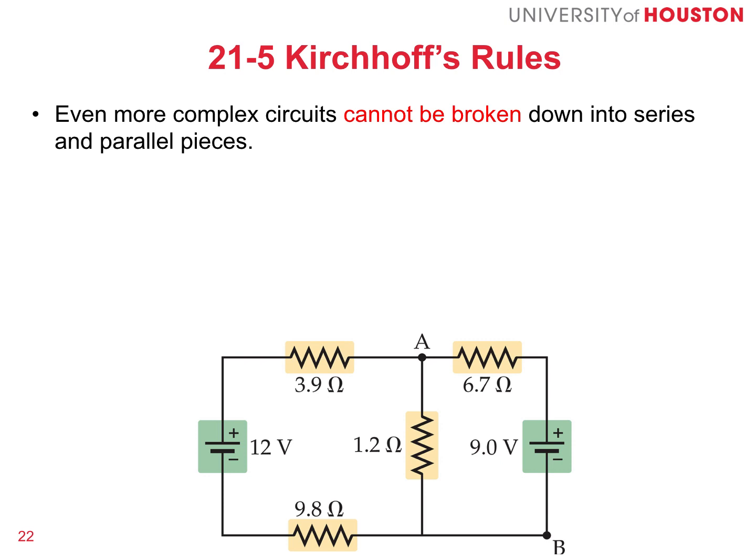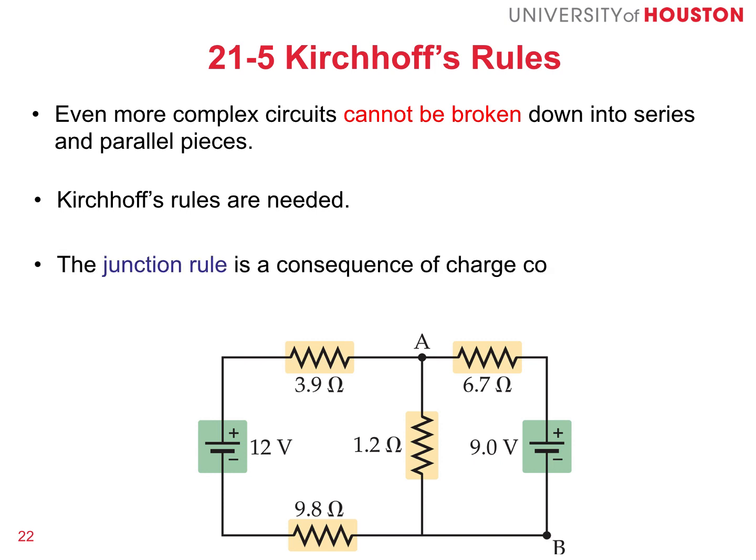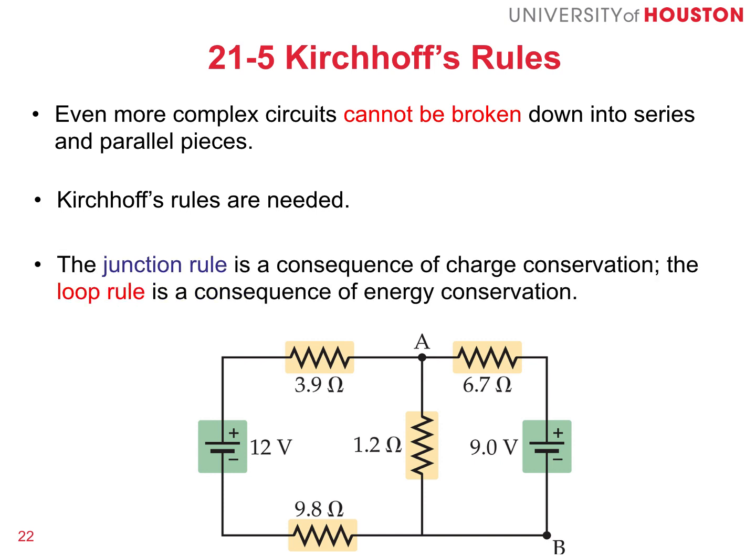Moving on to Kirchhoff's rules. There are even more complex circuits that can't simply be broken down into series and parallel pieces. For these circuits, where we see an example at the bottom of the slide, we need Kirchhoff's rules. There are two rules, the junction rule, which is a consequence of charge conservation, and the loop rule, which is a consequence of energy conservation. As we'll see, Kirchhoff's rules are very useful to help us determine a particular current that will flow through a particular resistor.